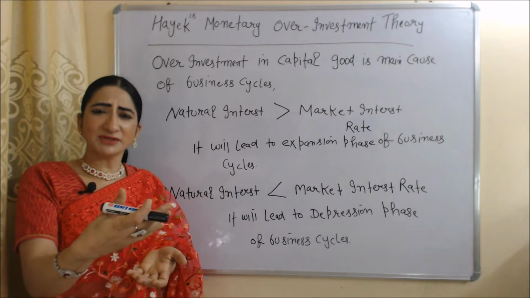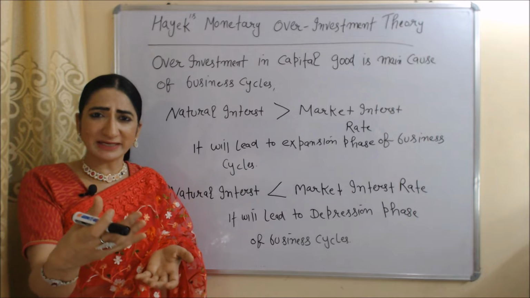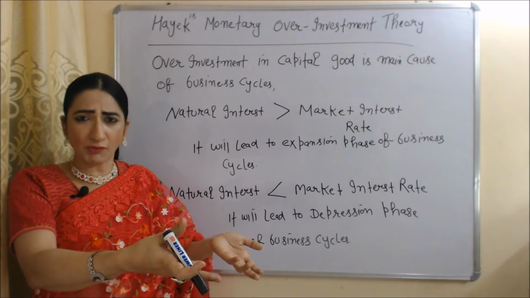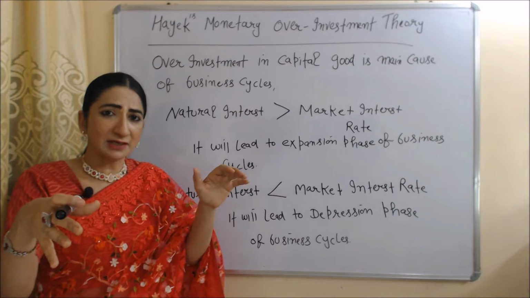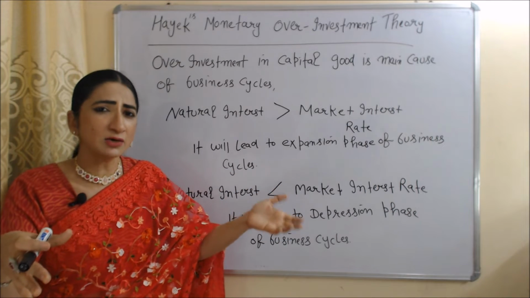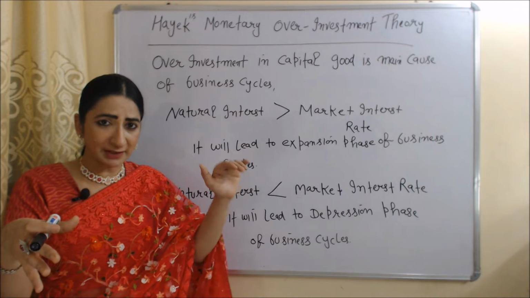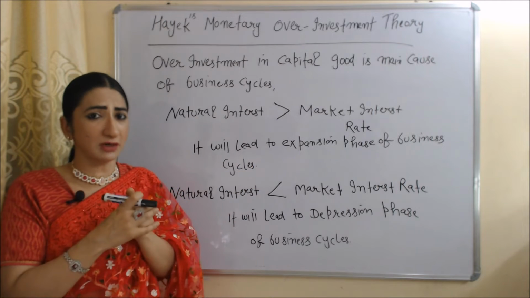Capital goods are machines, tools, equipment, etc., which we use for the production of goods. According to this theory, over-investment in capital goods is the main cause of business cycles, or we can say the main cause of fluctuation in the economy.